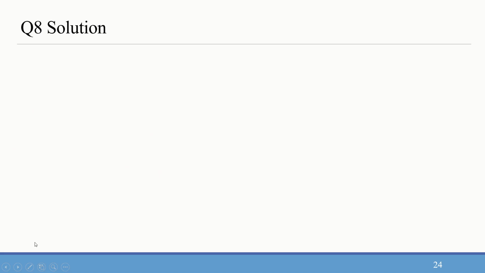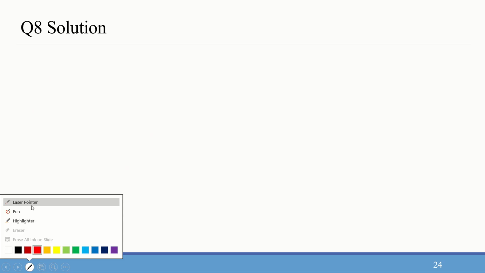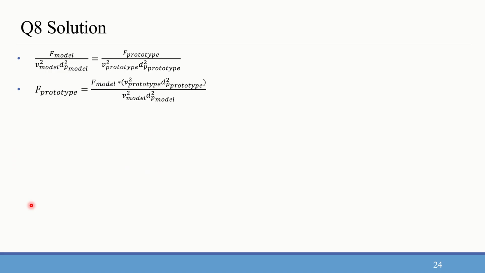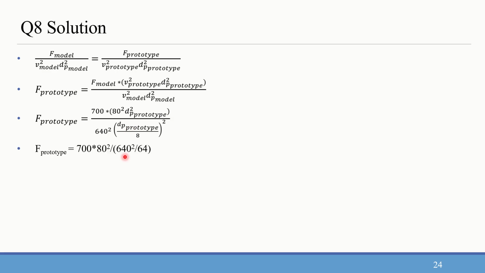Otherwise, if you are having any issues, it is better to go consistently with all the units, because kilometer per hour is not a standard SI unit. So F prototype is equal to 700 into 80 square into dp prototype square by dp model square, with the prototype being 1/8 scale, right? So now, 700 into 80 square, d square gets cancelled, divided by 640 square, divided by 64.